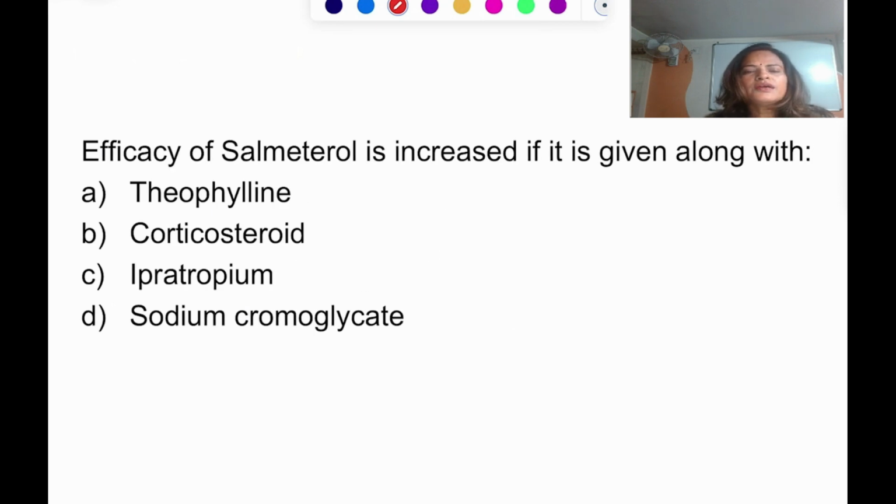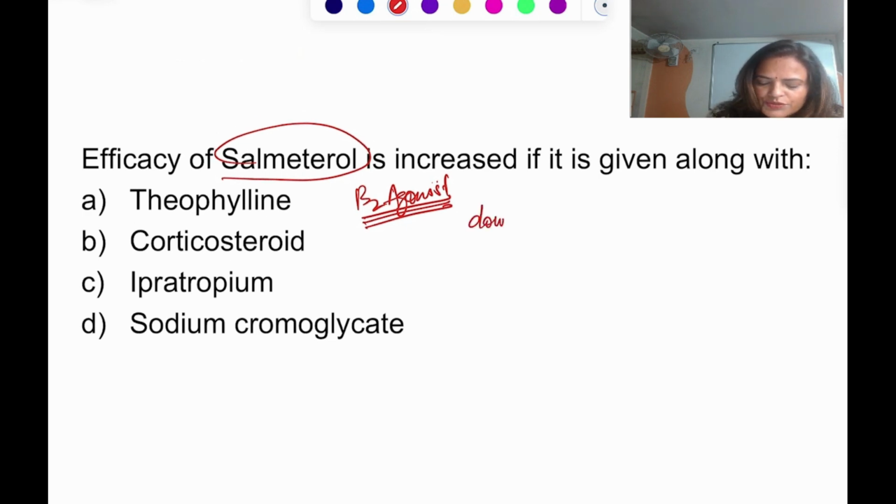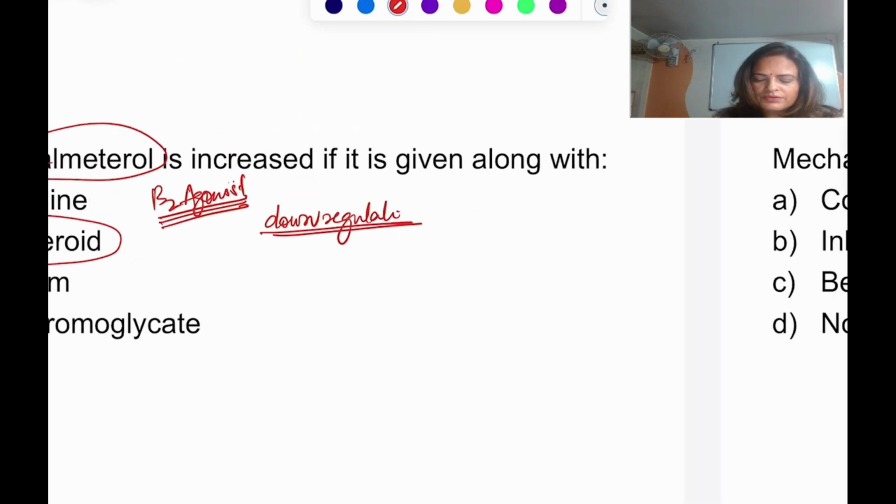Now the next MCQ. The efficacy of salmeterol is increased if it is given along with which drug? Salmeterol is a beta 2 agonist. What is the main shortcoming of salmeterol, a long acting beta 2 agonistic drug? It causes down regulation of the beta 2 receptor. So to increase the responsiveness, we give it along with corticosteroids. So this is the right choice.